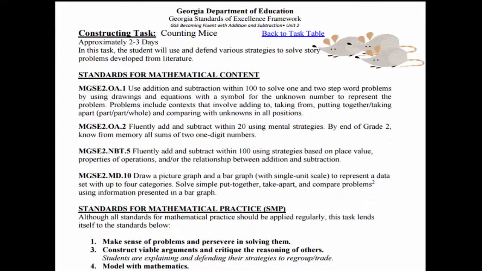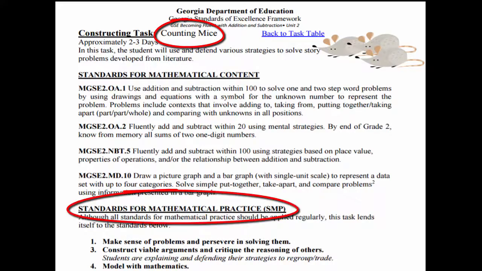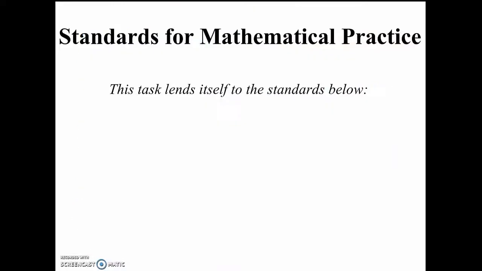Incorporating literature in math class is a great way to build background knowledge into story problems. The Georgia Framework's task, Counting Mice, does just that. This task uses 6 of the standards of mathematical practice, but the main focus is on 3 of the standards.